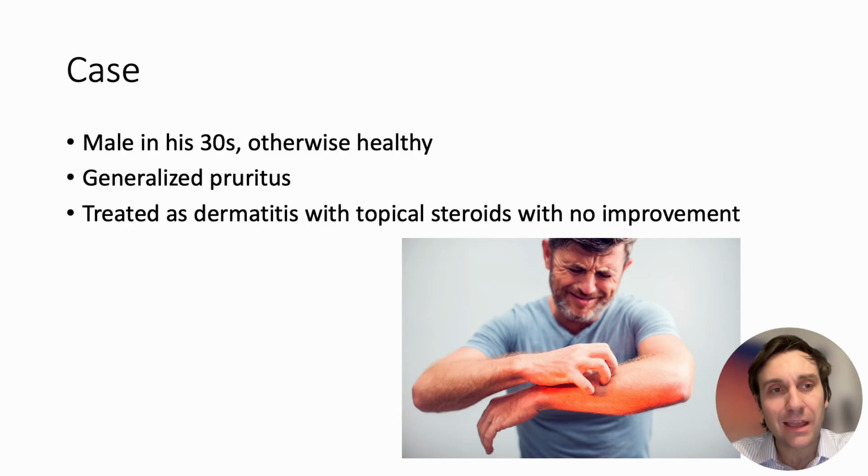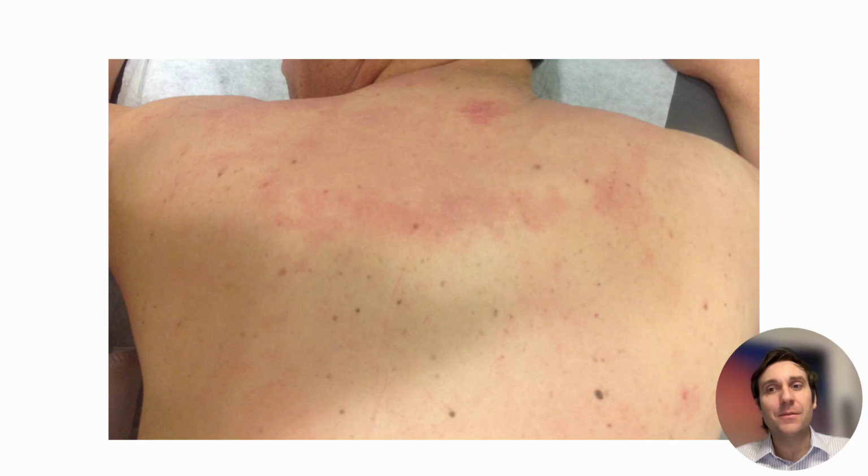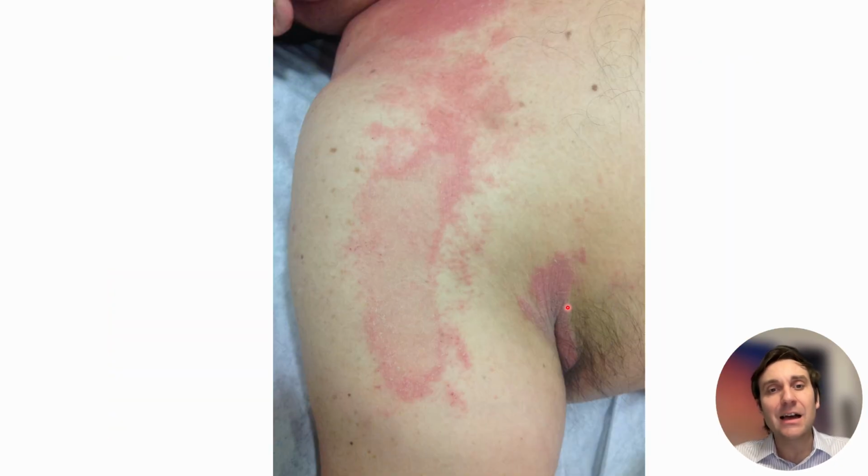Let's take a look at a case. This is a male in his 30s. It's a healthy male. Came for this widespread pruritus. Was treated as dermatitis in another hospital with topical steroids, no improvement. This is the patient. And you can understand why this patient was treated with steroids, right? These are just eczematous plaques, right? Widespread plaques. Look at the back here. Look at here, the axilla is classic of atopic dermatitis of the adult, whatever, right?